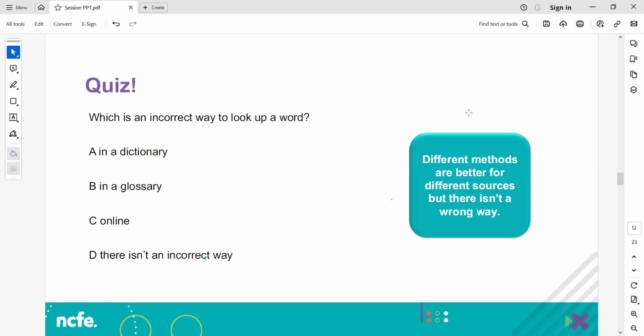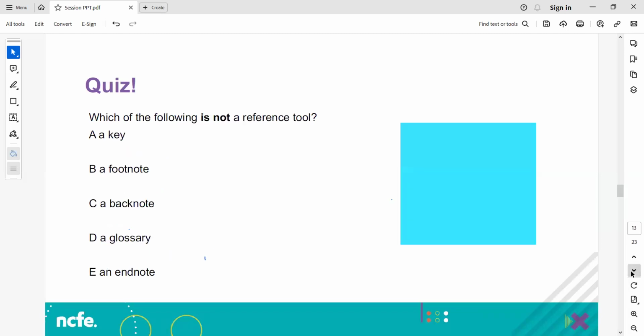So as it says there, different methods are better for different sources, but there isn't a wrong way. So if you were reading a manual and a set of instructions, there may be a glossary, and so that would be the best place to look, but it's still okay to look online or in a dictionary. Sometimes there's a better way, but all of those ways are okay, and that's fine. There isn't a wrong way. Well done.